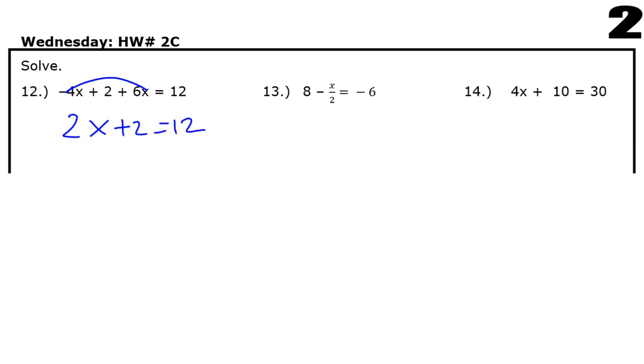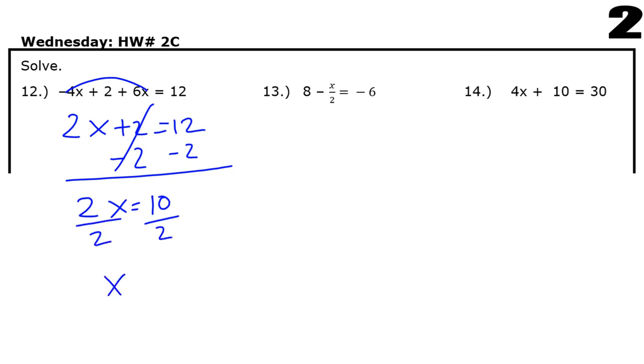Now from here it should feel pretty easy. Subtract 2 from both sides, divide 2 on both sides, and get your final answer.